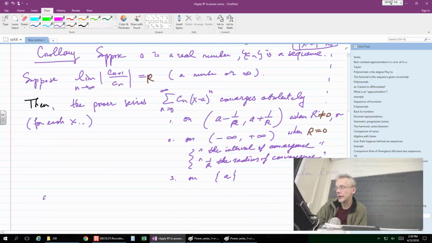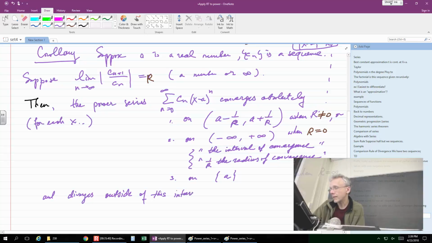So I have to add here that it diverges outside of this interval. Okay, meaning we're still skipping the endpoints. So we're careful here, even though it doesn't really make a big difference.